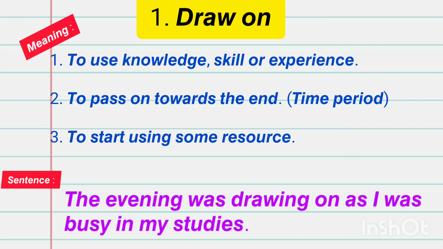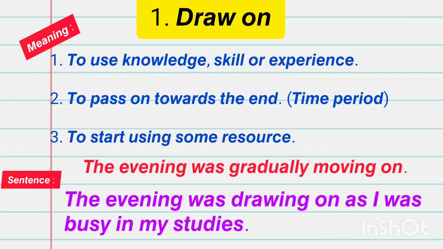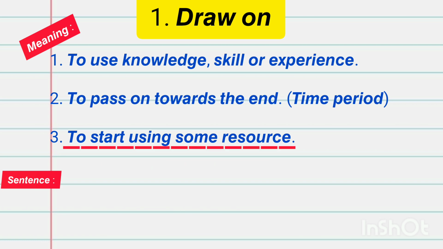The evening was drawing on as I was busy in my studies. It means that the evening was gradually moving on. Okay, now we have the third meaning of draw on, that is to start using some resource. Do we know what does the word resource mean?